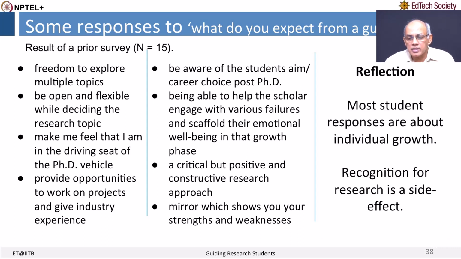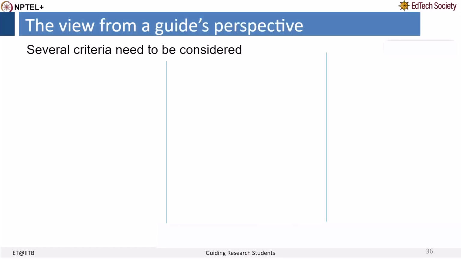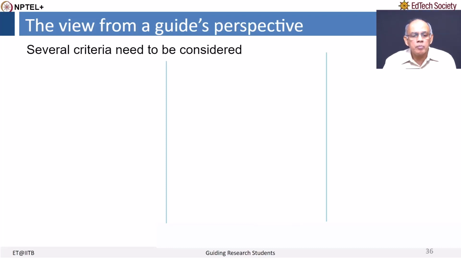So the point here is, if we look at what is happening here, most student responses are about individual growth, and we find that recognition for research is a side effect, as far as the student is concerned. And when we become guides, we must keep this in mind: what does the student expect from us when we become a guide? Okay. So now let's look at the view from a guide's perspective. We are on the other side of the table, and from the guide's perspective, there are several criteria that need to be considered.